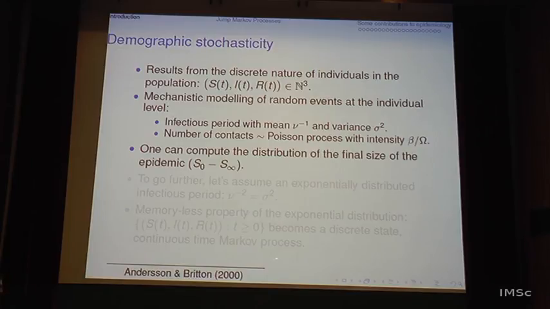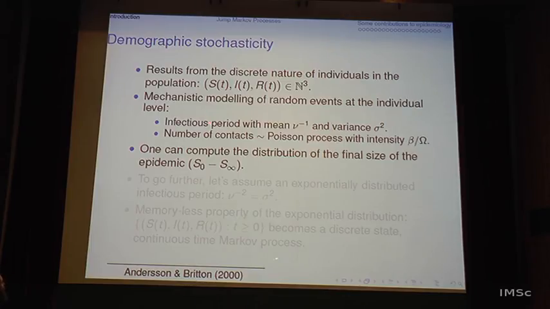And finally, the demographic stochasticity is the one that is going to be quite interesting here, because it results from the fact that my population is made of discrete entities, individuals, and so I'm gonna have to change my formalisms. So now my state space is going to be a vector of integers, S, I, R, and the idea is that I'm going to model the individual events.